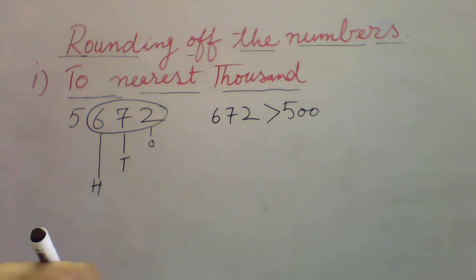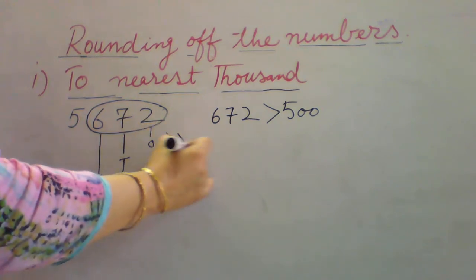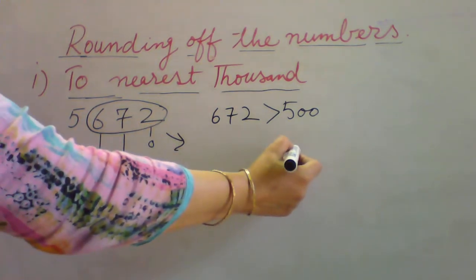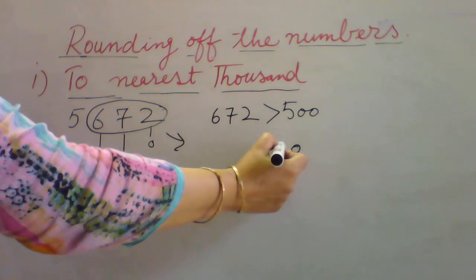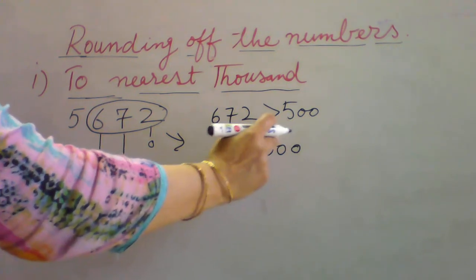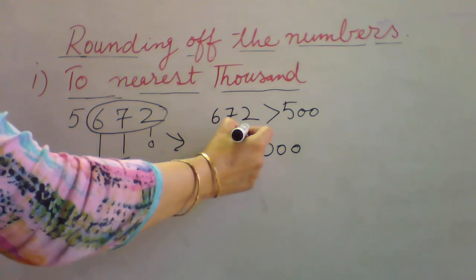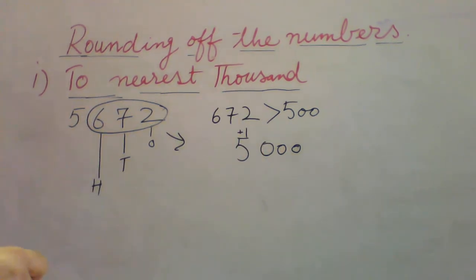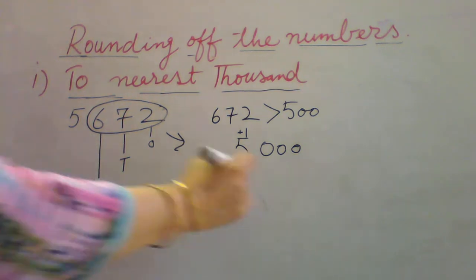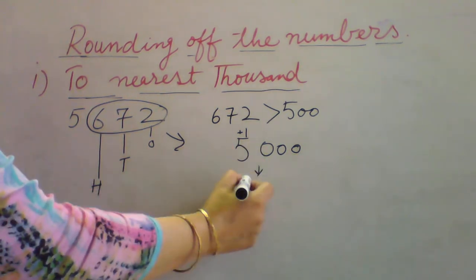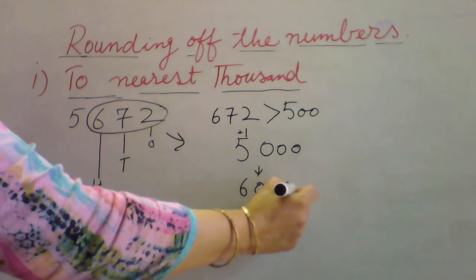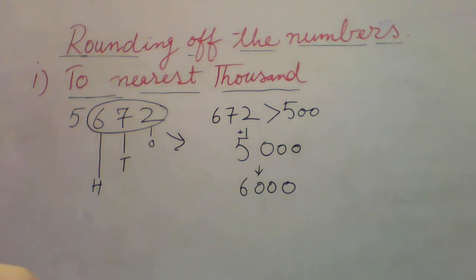If this is greater than 500, in place of these three digits 2, 7 and 6, we will write 0 0 0, and we will add 1 to the digit 5. 5 will become 6. It will be rounded off to 6,000. 5,672 is rounded off to 6,000.